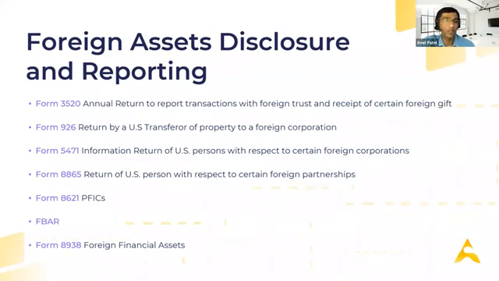We will not be discussing any of these forms in detail, because if we start talking about them, each of them will require a separate session. So today we'll just go through them and talk about what Form 3520 is, what Form 926 is, what Form 5471 is about, when you are required to report Form 8865, 8621, 8938, and FBAR.